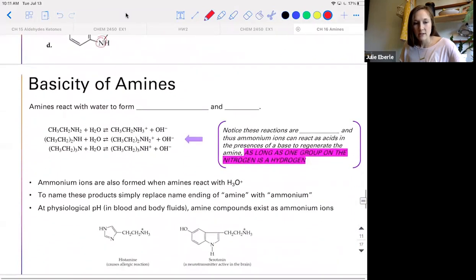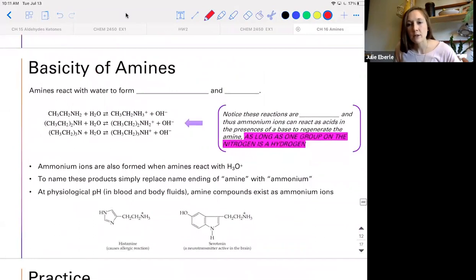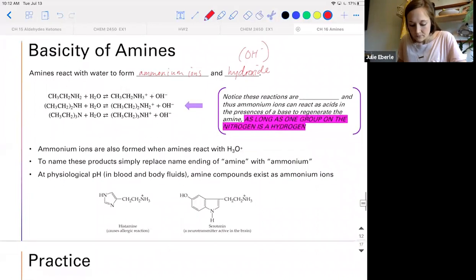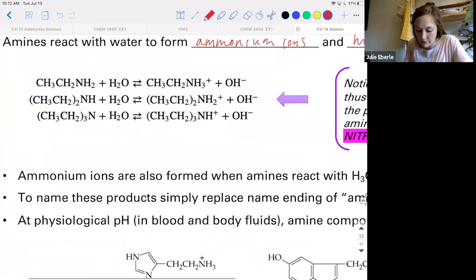Okay, the last part of this lecture today is going to really focus in on what we mentioned earlier about how amines can act as bases. So, amines, we saw this already, but they can react with water to form ammonium ions and hydroxide. Or you could write OH minus, okay? Hydroxide is a polyatomic ion that you got to have memorized. So here's 3 examples.